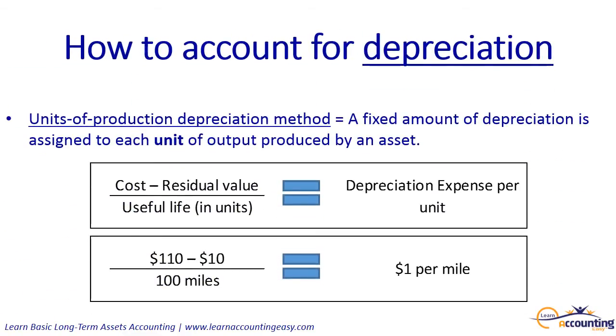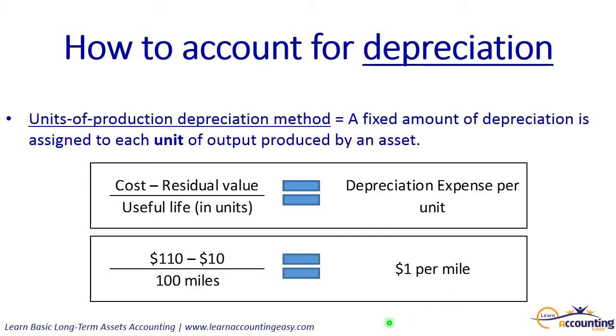The next method we can look at is called the units of production depreciation method. And the definition is as the name implies. A fixed amount of depreciation is assigned to each unit of output produced by an asset. So it's not like the straight line method where we're assigning a depreciation amount to every single year. Instead, we're assigning an amount to every unit. So this could be miles of a truck, for example.